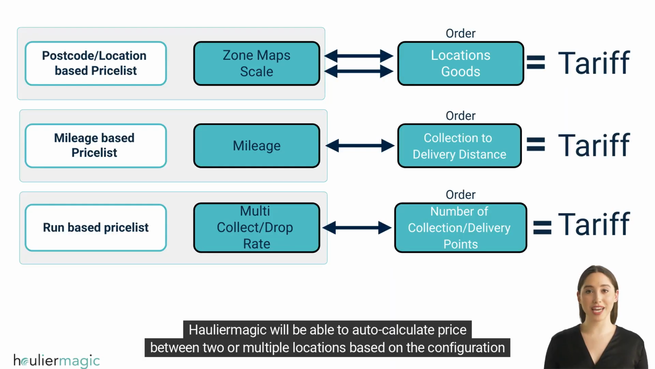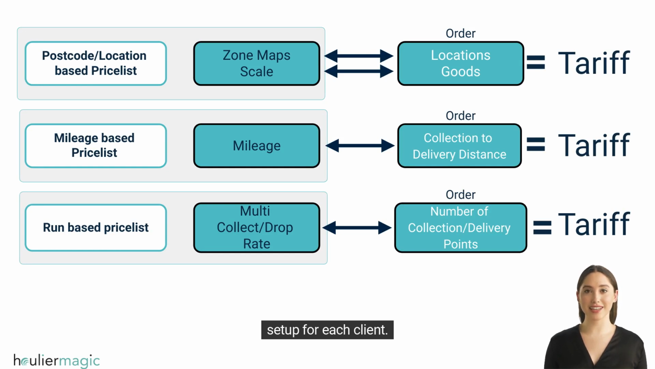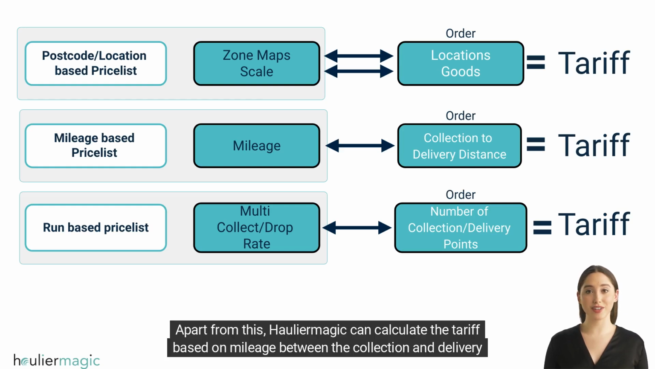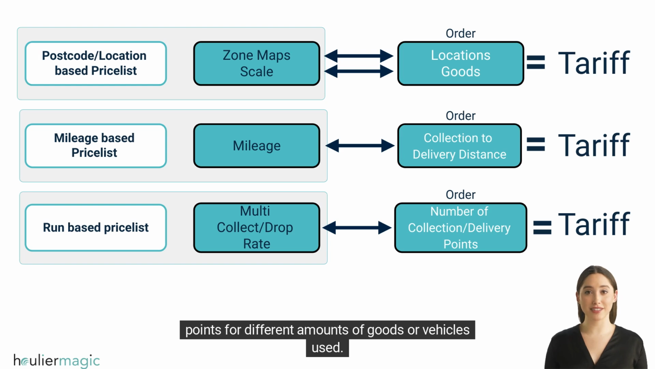Haulier Magic will be able to auto-calculate price between two or multiple locations based on the configuration set up for each client. Price lists can be calculated on orders based on postcodes and location points for collection and delivery points. Apart from this, Haulier Magic can calculate the tariff based on mileage between the collection and delivery points for different amounts of goods or vehicles used. It can also be calculated on a run based on multi-drop and total mileage.